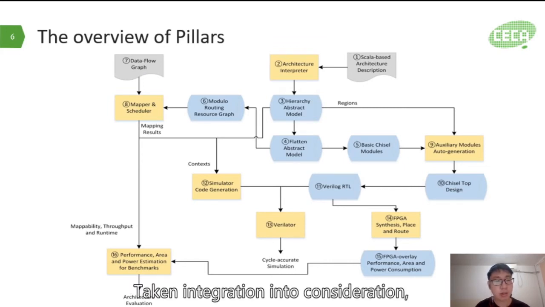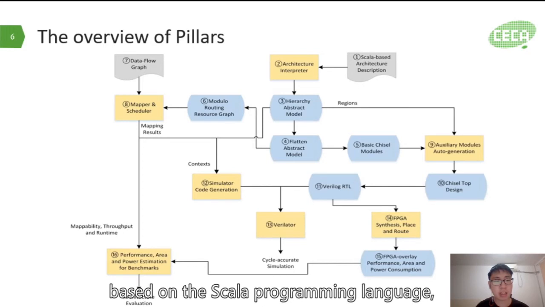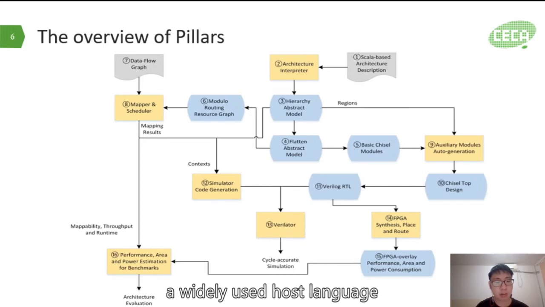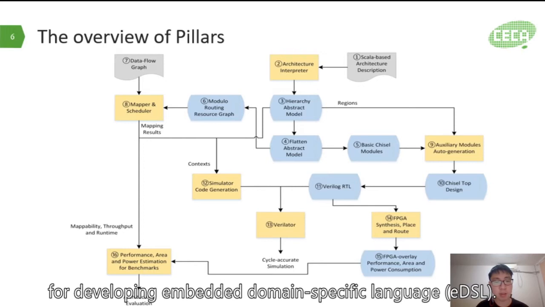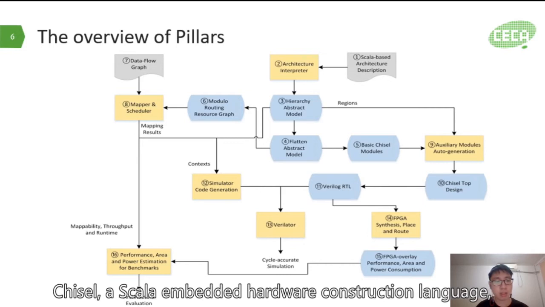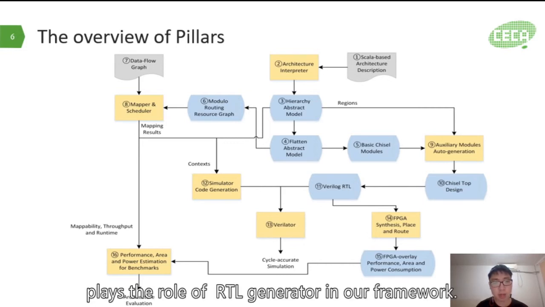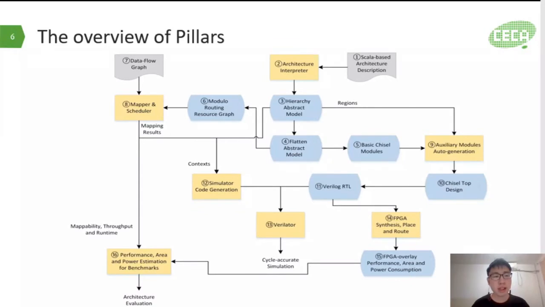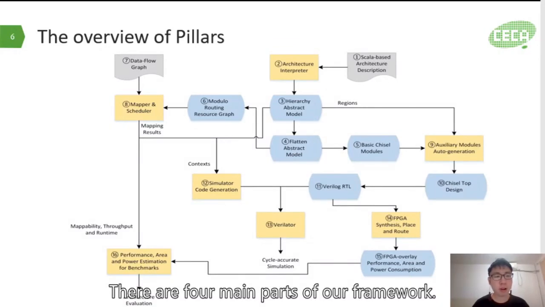Taking integration into consideration, the major tools in Pillars are developed based on the Scala programming language, a widely used host language for developing embedded domain-specific languages. Chisel, a Scala-embedded hardware construction language, plays the role of RTL generator in our framework. There are four main parts of our framework.